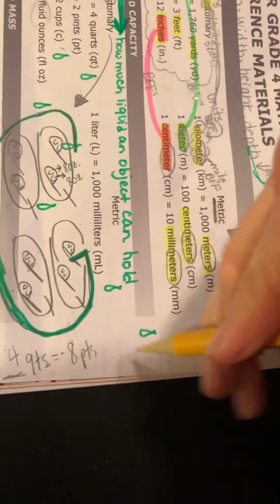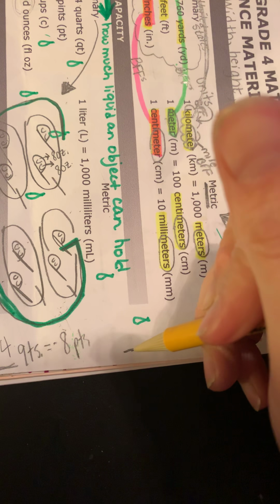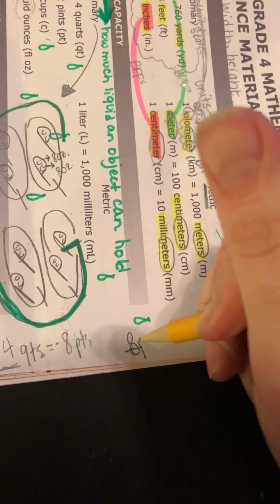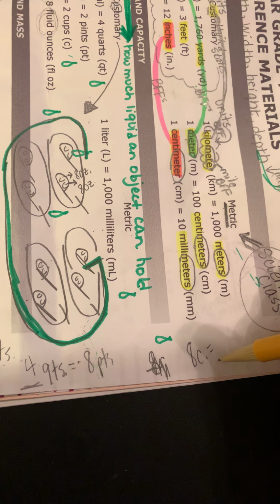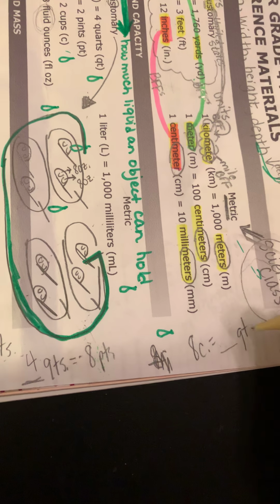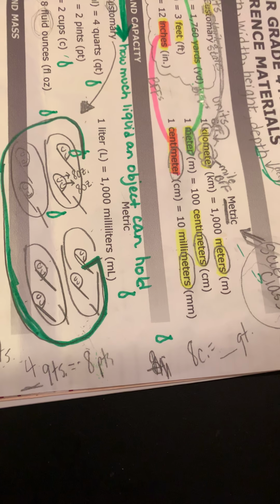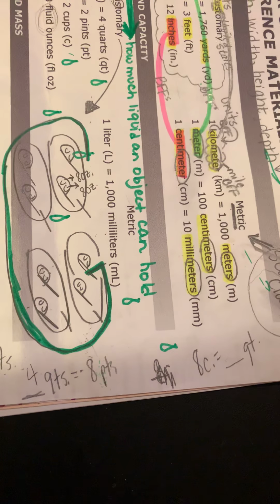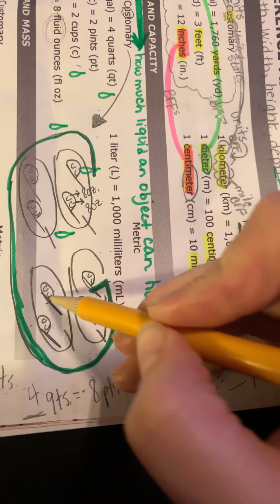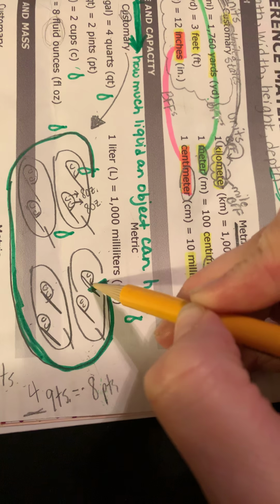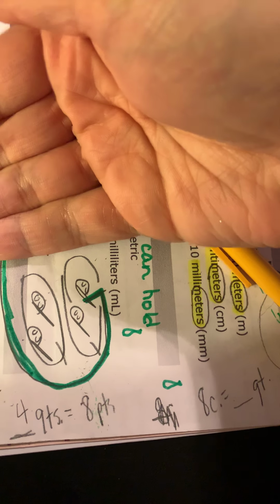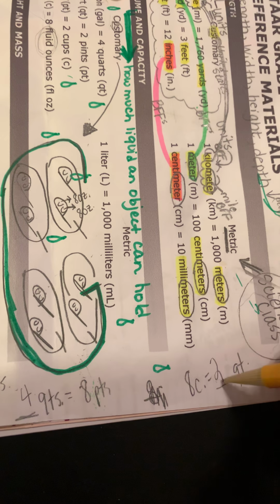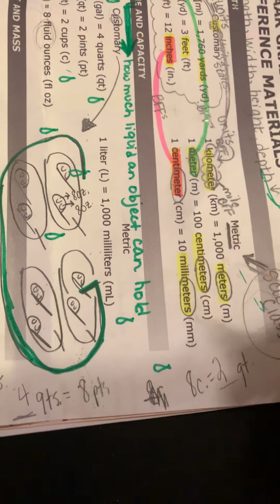What if I wanted to know 8 cups? 8 cups equals how many quarts? What should I find first? Sally? 8 cups. Okay, so 2, 4, 6, 8 C's. So I'm looking at this section. How many quarts is that? Yeah, 2. 2 Q's.